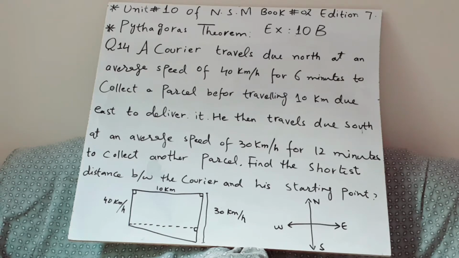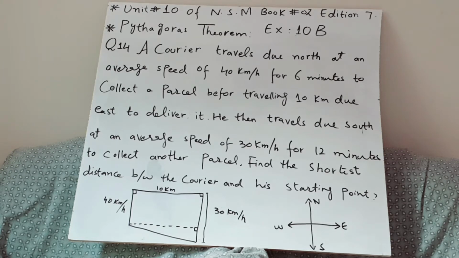A courier travels due north at an average speed of 40 km per hour. For this we need to remind the concept of directions. You can see the figure in which there is north, which is upward, and there is east on the right, and on the left side west, and in the downward direction south. So by using this direction table we have to draw the figure, because the figure is not given in this question.